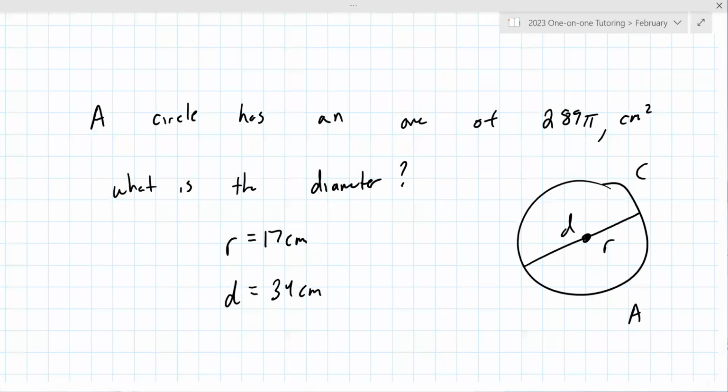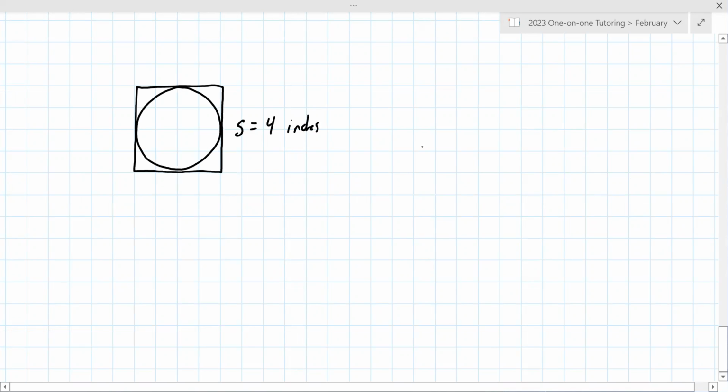Okay, new problem here. If you have a square, and let's say the square has a side length of 4 inches. Now, if I put a circle inside the square, can you tell me the diameter of the circle?